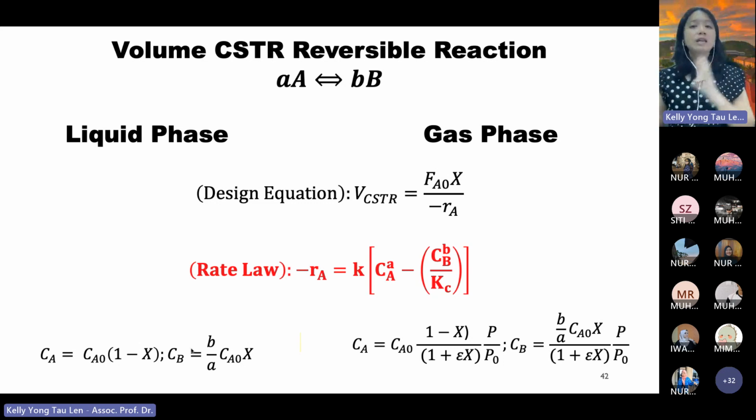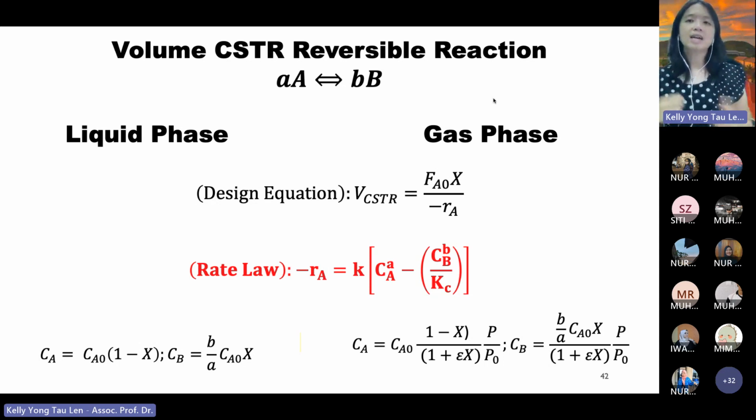Now again, something students sometimes get confused about: why in the rate law do we use CA, CB, and not CAE, CBE? If you remember, I taught you that at equilibrium, the reaction is like a balance, where minus rA is actually 0, because the concentrations of A, B, C and D are constant. So the rate of reaction is 0.